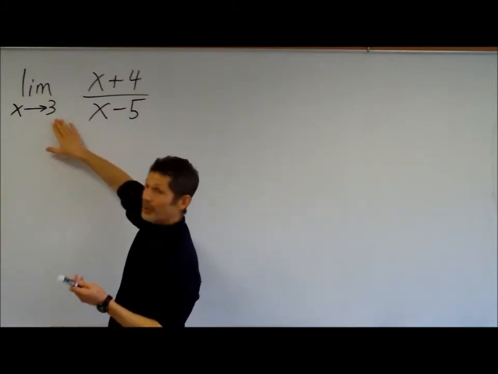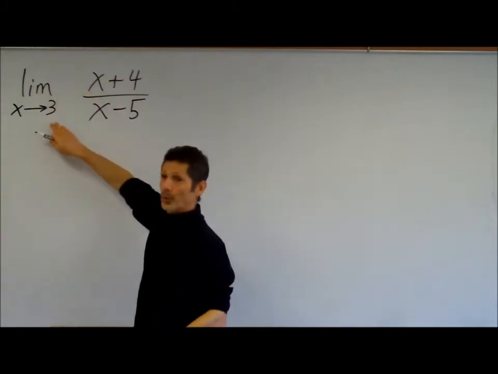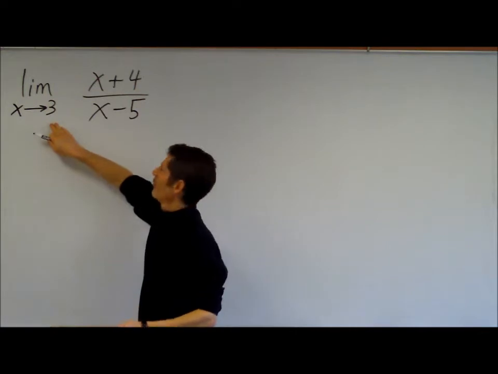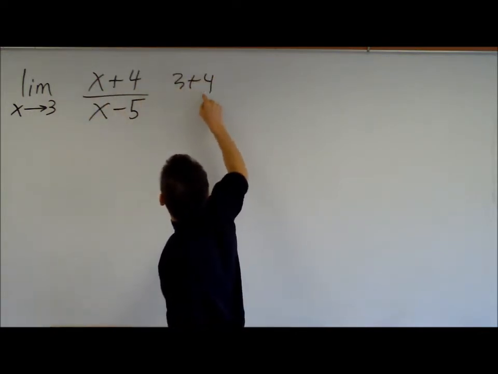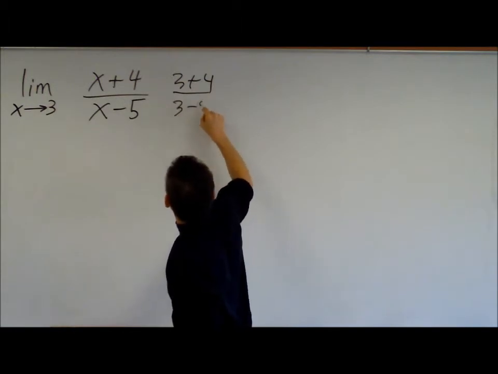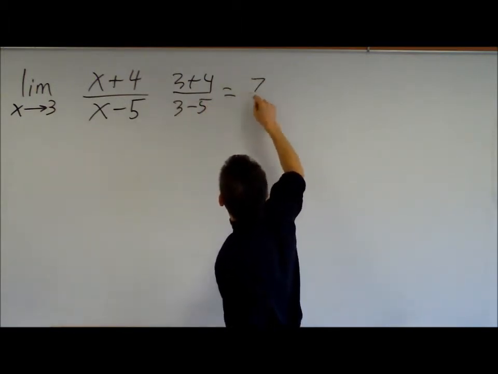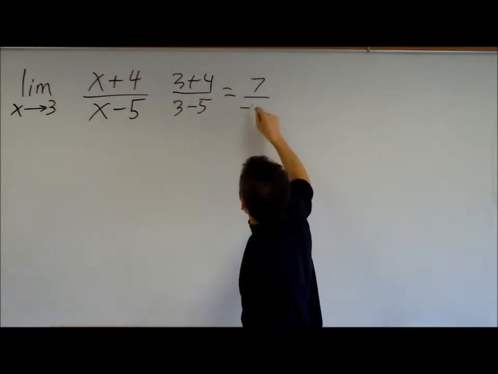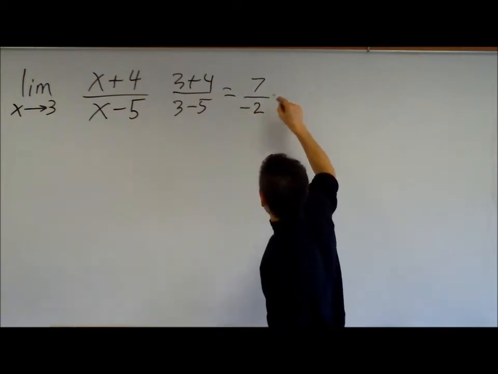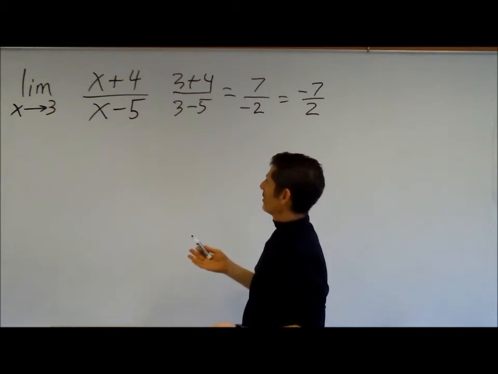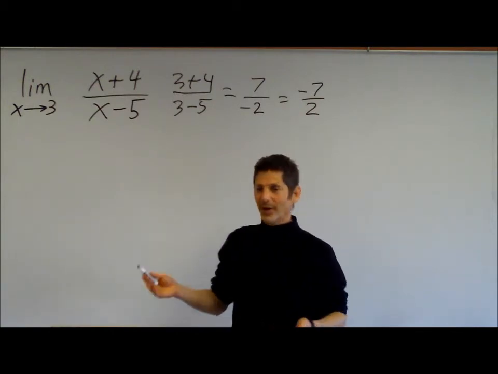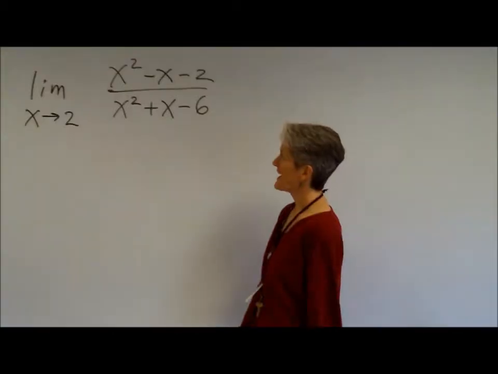And as you recall, I can just plug in 3 for x because I know that the function is continuous around this point. So I'll stick in a 3 on top. I got 3 plus 4 over 3 minus 5. So that gives me 7 over negative 2. I like to write it as negative 7 halves. Is that the limit? I think it is. You're done.